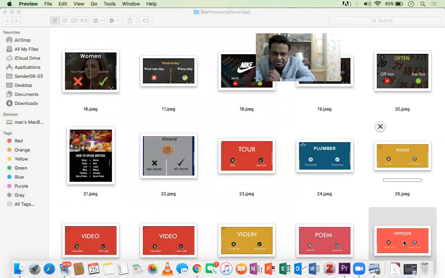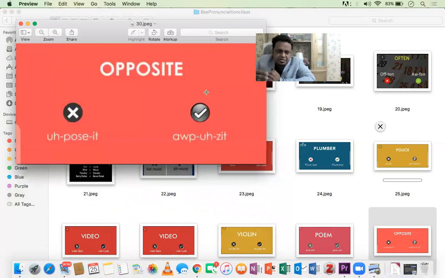The last one we've got is opposite. In London, obviously, we have the glottal T, so they don't pronounce the T. That's the Cockney accent, coming from Southern London, where we have a glottal T and we don't pronounce the T.